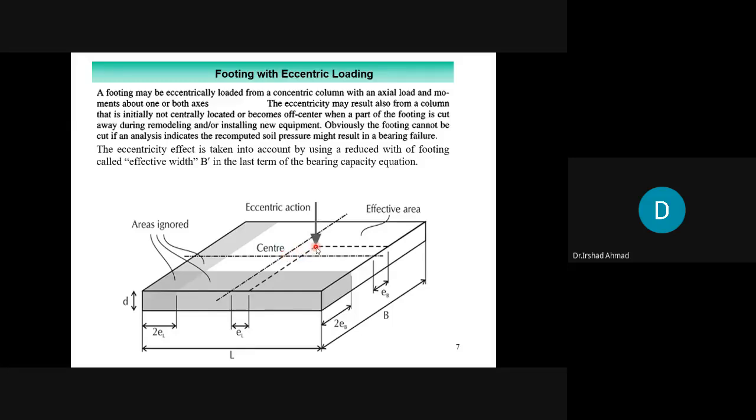It has an eccentricity in the L direction. This is L, EL. Eccentricity is EL in the L direction. And eccentricity of load is EB in the B direction. So here the load is applied at eccentricity EL and EB. So this load would cause a moment along the L axis and along the B axis.